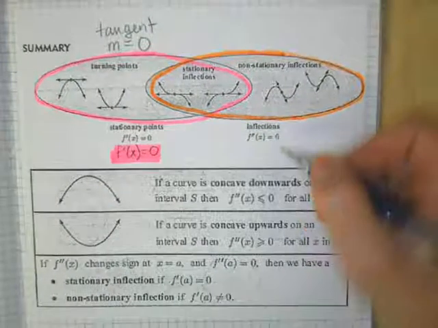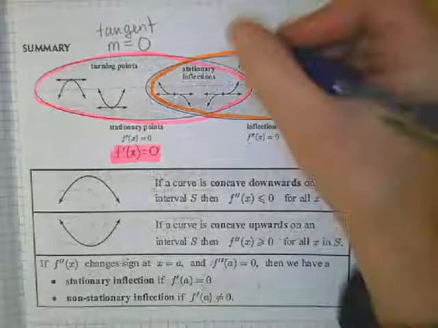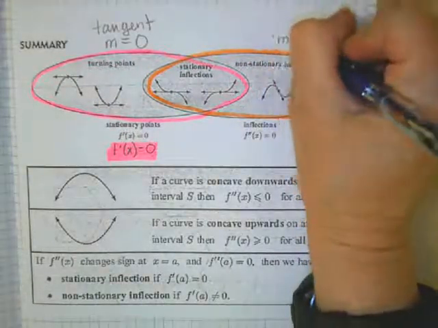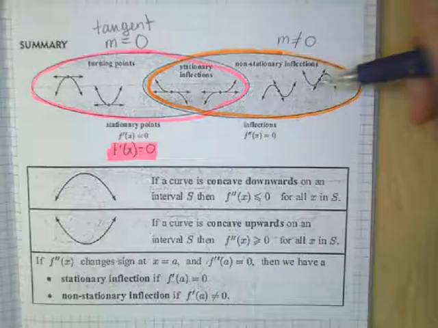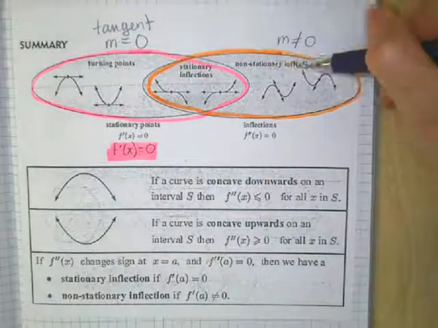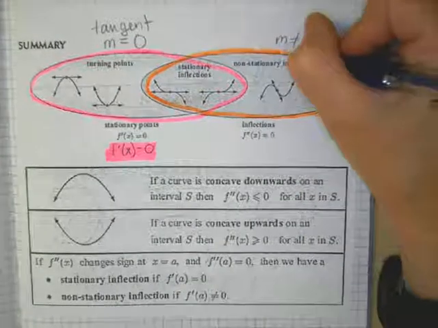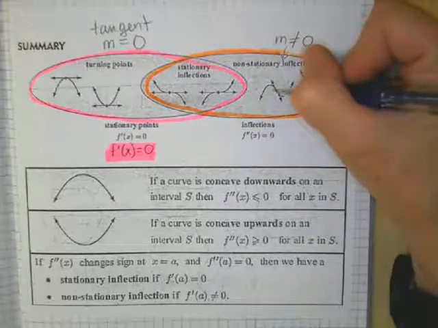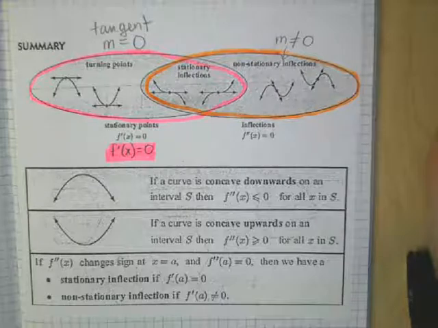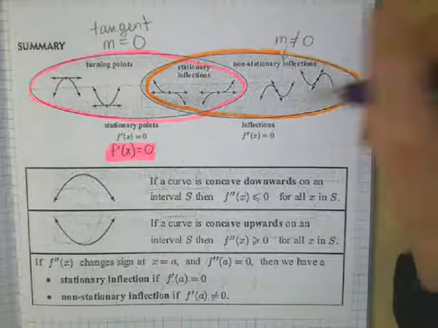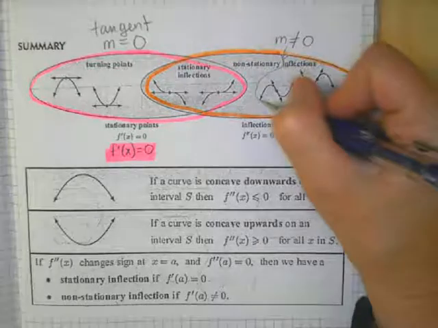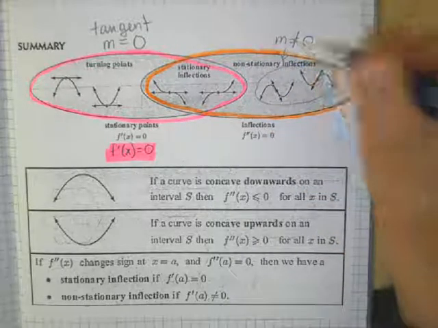That means that the slope is not 0. Okay, so over here, the slope is not equal to 0. You can get these non-stationary inflections. So it's only changing shape. It's changing shape, but it's not flattening out and giving you a stationary inflection. Okay, so for these two right here, the slope is not equal to 0.